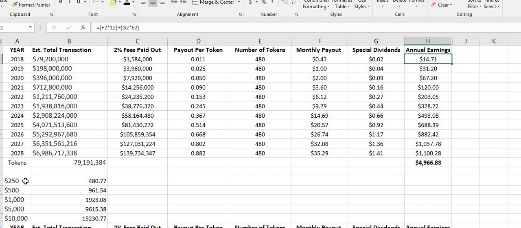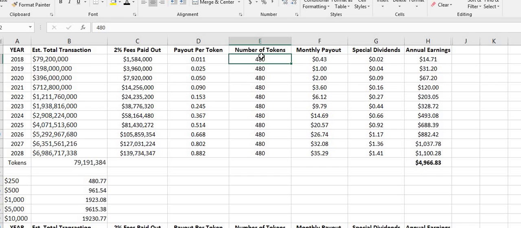If we come down here quickly, these are just 5 different investment amounts that I'm looking at: 250, 500, 1,000, 5,000, and 10,000. These are the number of tokens that you would get based on the price currently being 52 cents. And so again, at $250, you would get approximately 480 tokens. And if we plug 480 tokens into the calculator, you can see first year one, $14, year two, $31. You can see they go up, up, up. Your total value in dividend payouts in ETH in today's value would be $4,966.